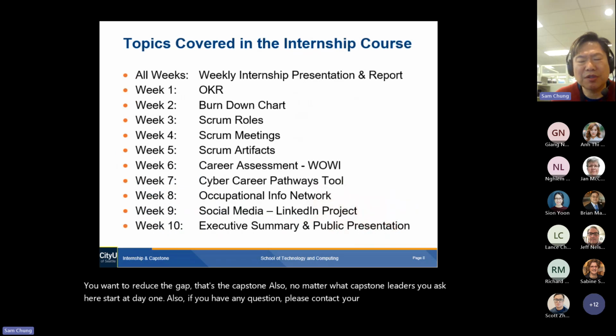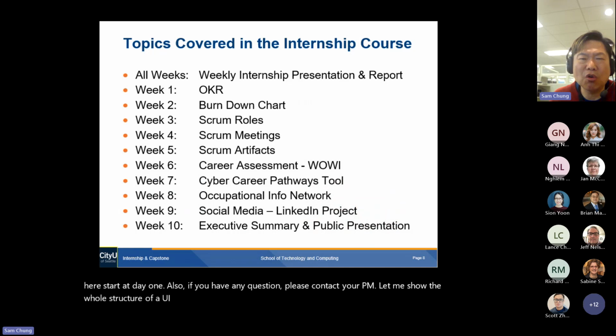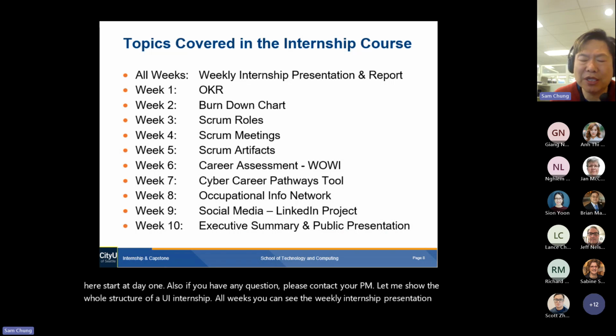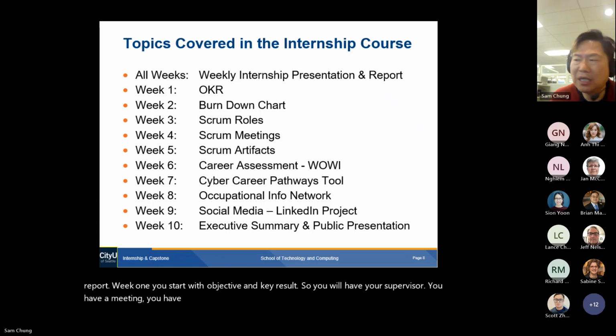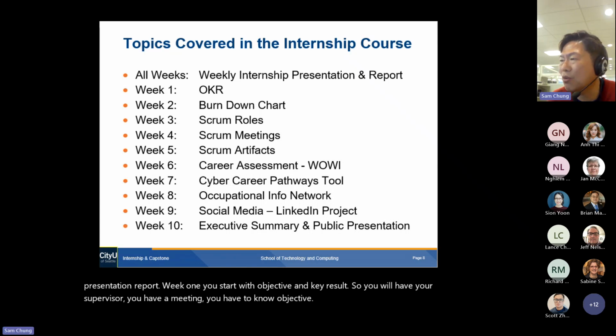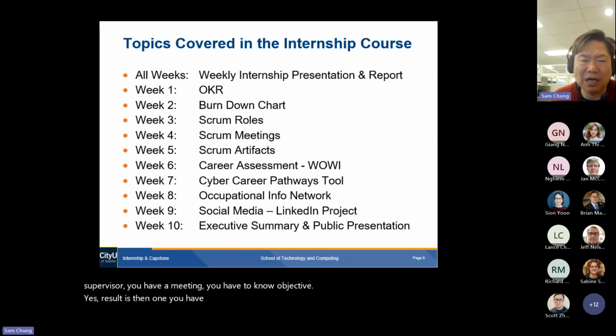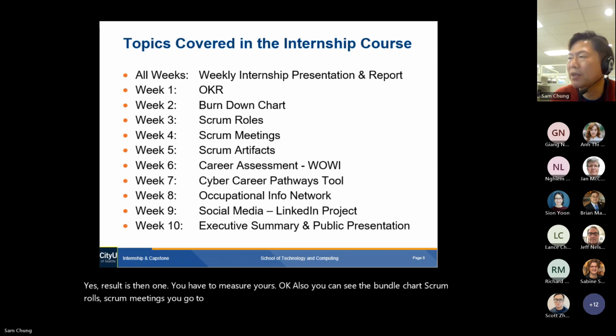Let me show the whole structure of your internship. Over the whole weeks, you can see the weekly internship presentation report. In week one, you start with objectives and key results. So you will have your supervisor, you have a meeting, you have to know the objectives and the key results, then you have to measure yours. Okay. Also, you can see the burndown chart, Scrum roles, and Scrum meetings.